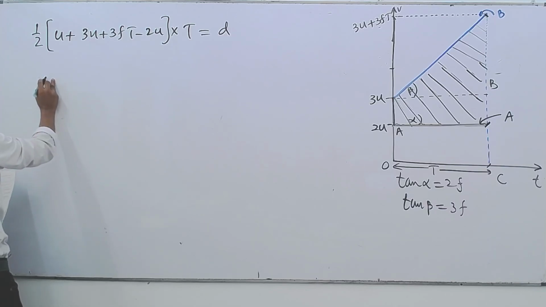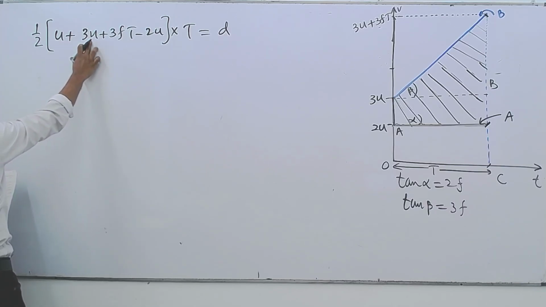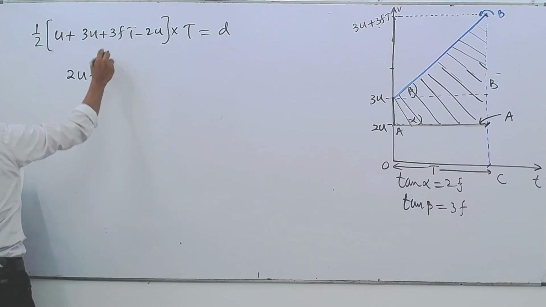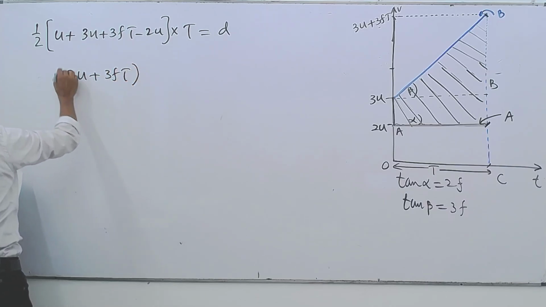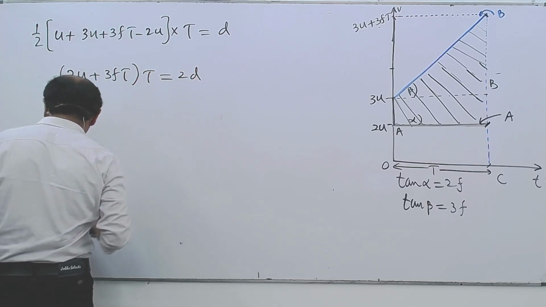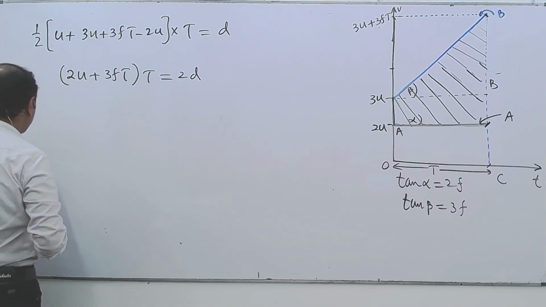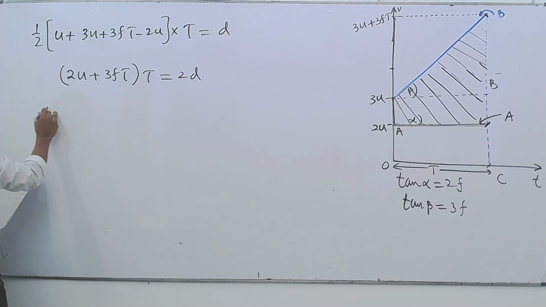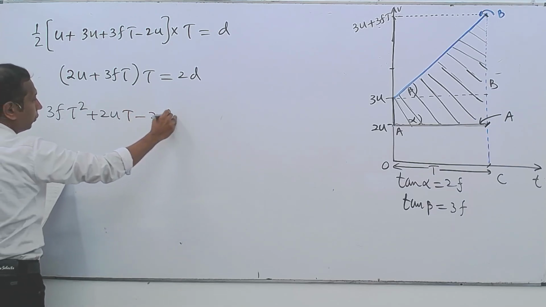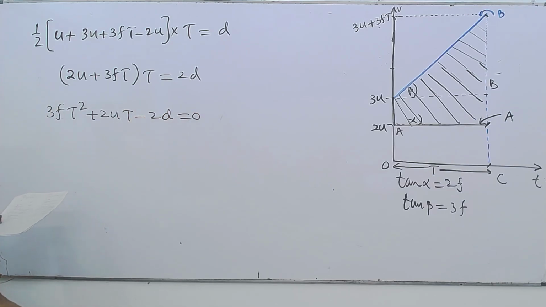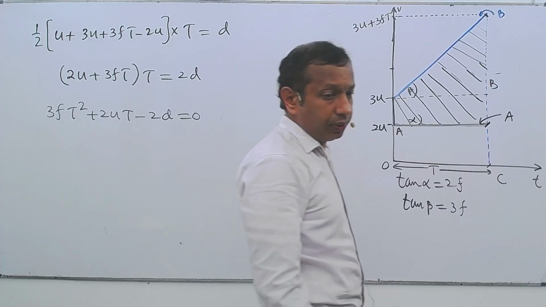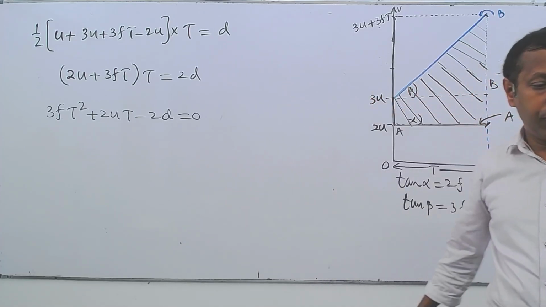Then here we can simplify: 3u, 4u minus 2u, 2u, 3ft, t equals 2d. Now removing the bracket, 3ft squared plus 2ut minus 2d equals 0. This is a quadratic equation in t. Now we can find two answers for this.